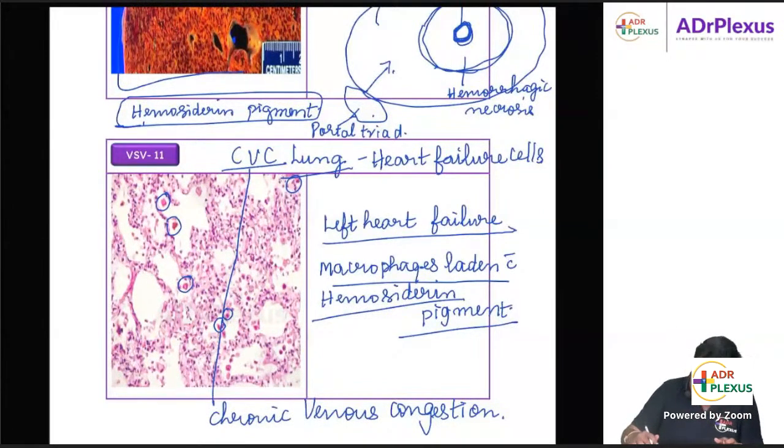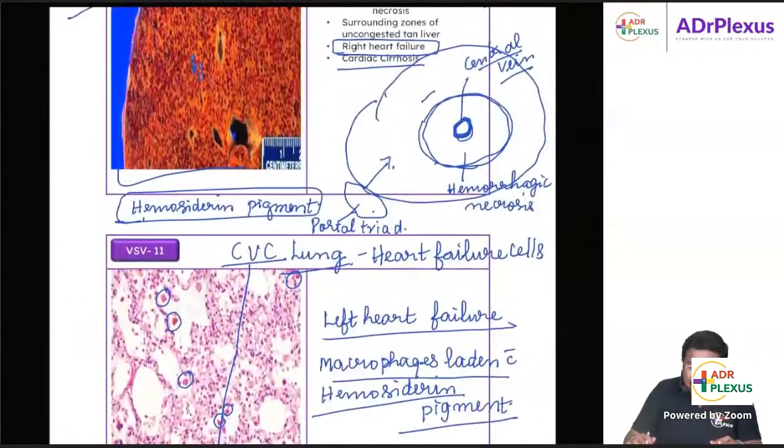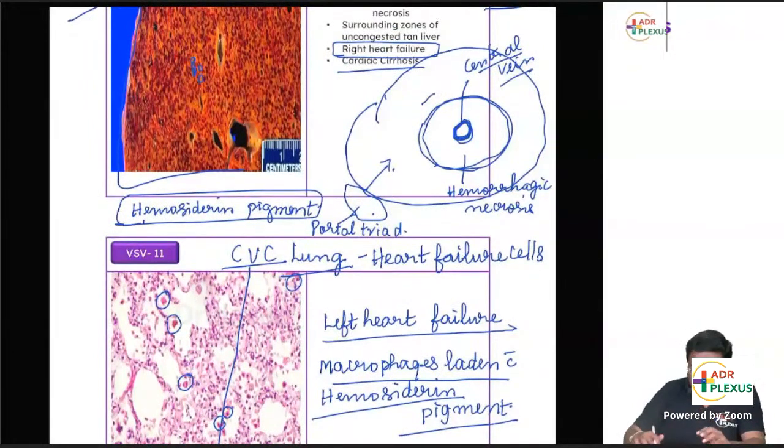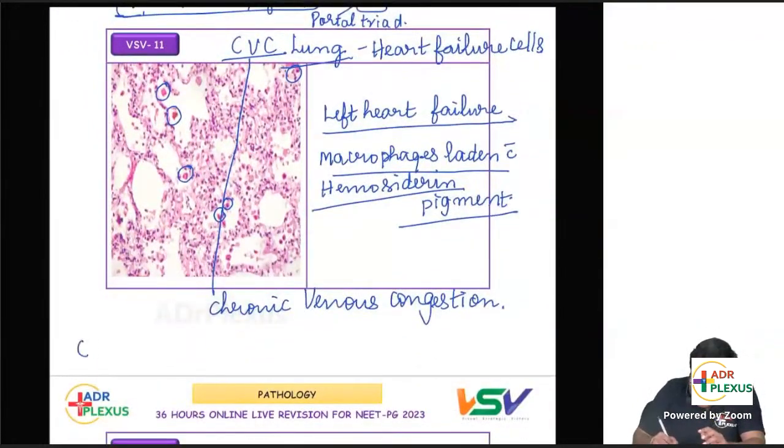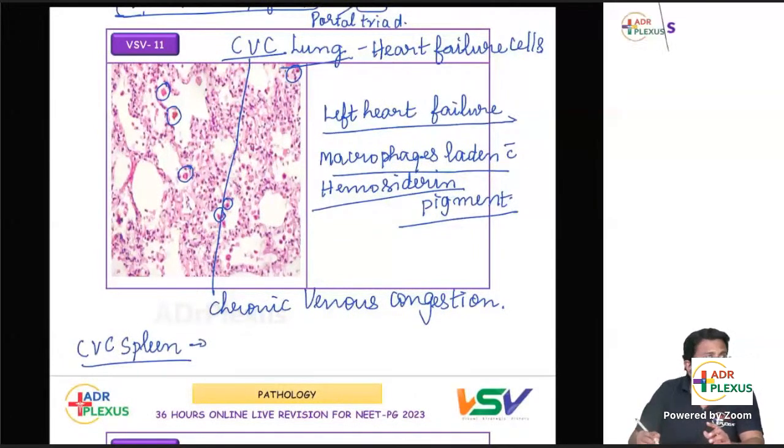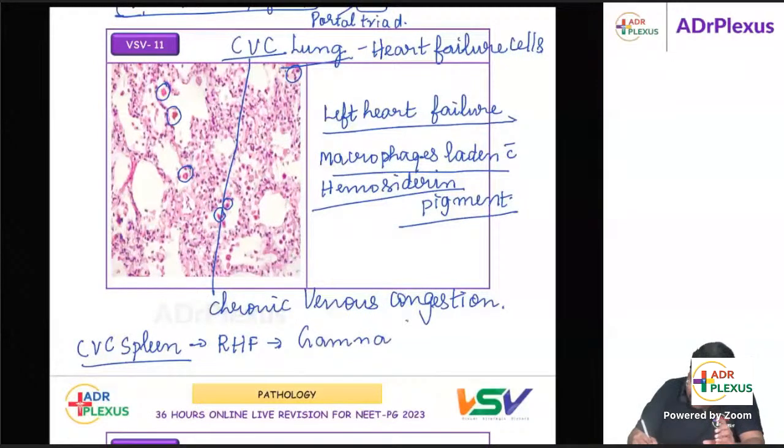Okay, in the lung. Then CVC lung and CVC liver we have seen. If I say the word CVC spleen, what bodies are coming to your mind? CVC spleen, yes, this also occurs in right heart failure. Yes, it is Gamna-Gandy bodies. Very good. In CVC spleen, you will be getting these Gamna-Gandy bodies. What is the other name for Gamna-Gandy bodies?